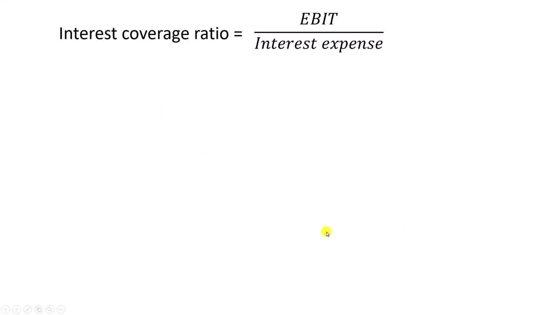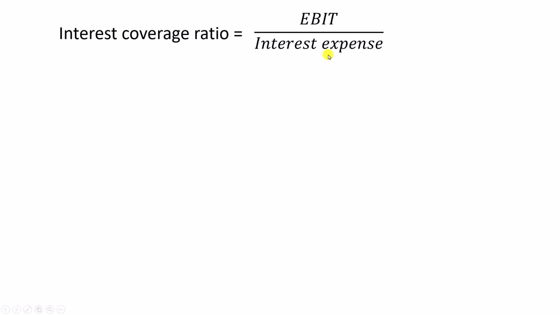Now, interest coverage ratio is calculated like this. It is EBIT divided by interest expense. EBIT, earnings before interest and tax, divided by how much interest the company has to pay. So that would give you the interest coverage ratio. You can get both of these from the sheet which we have already learned.